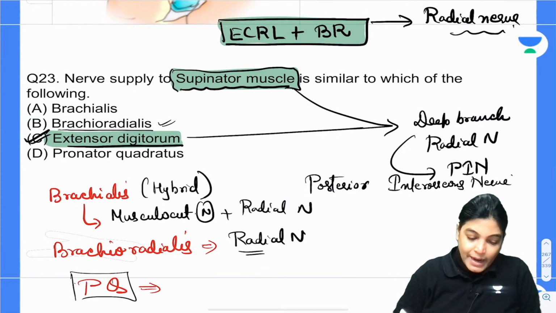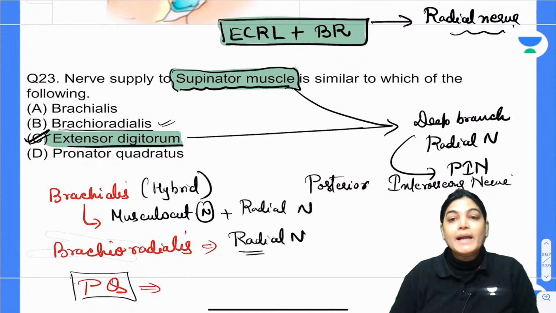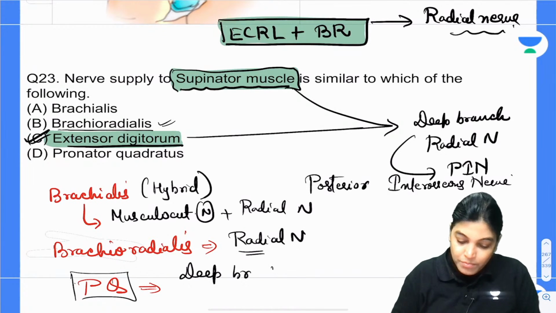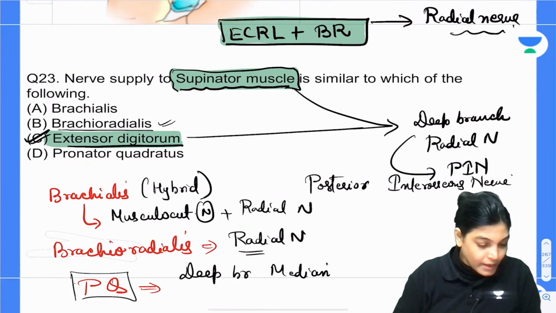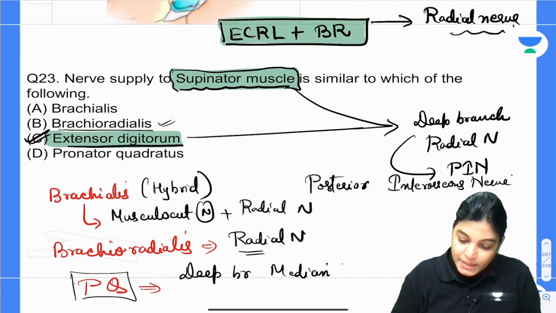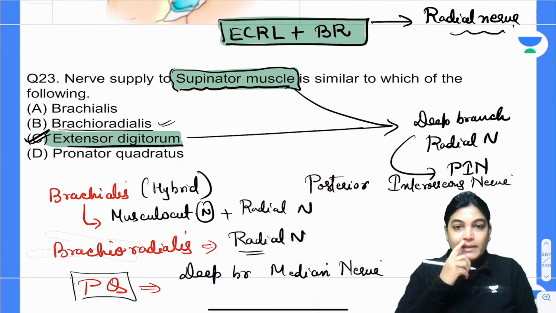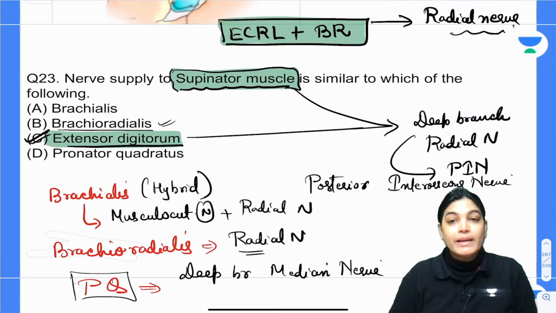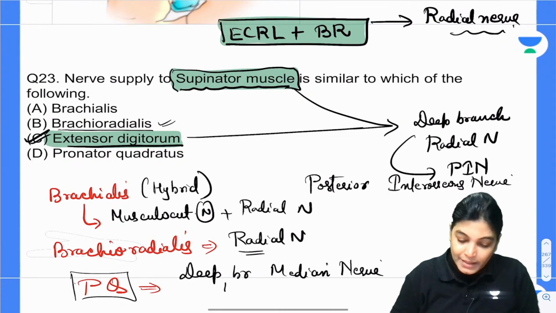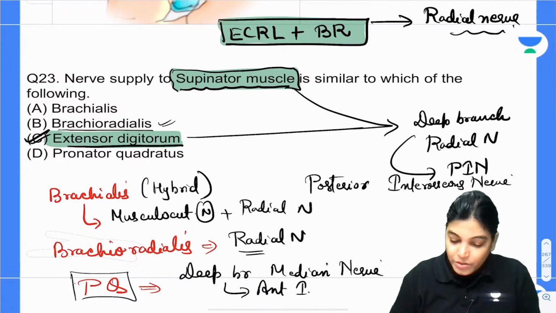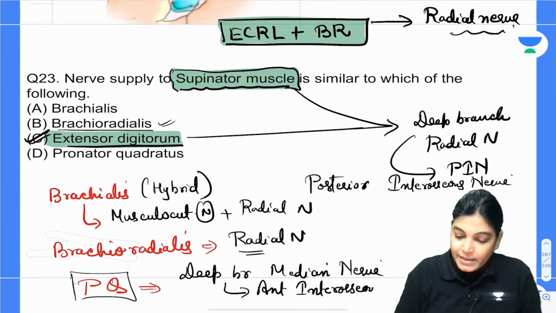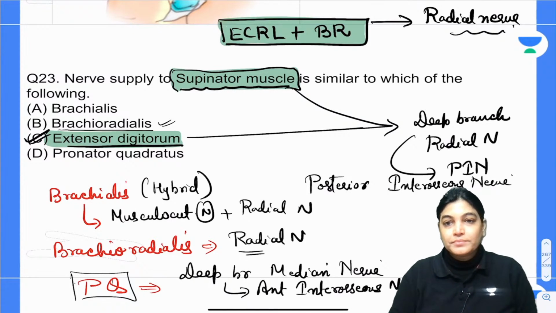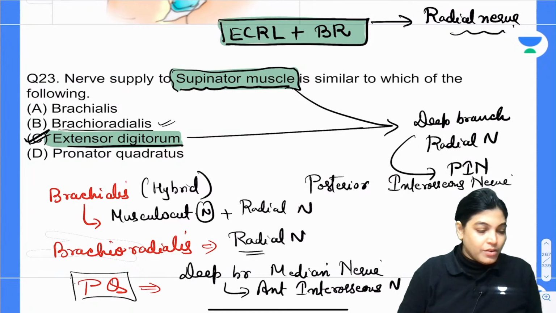Now, pronator quadratus muscle is the deep muscle of anterior compartment of forearm. So, it gets innervation from deep branch of median nerve, and that is called anterior interosseous nerve. My dear aspirants, pronator quadratus is a muscle of anterior compartment, so its innervation will be anterior interosseous nerve. Is it okay?